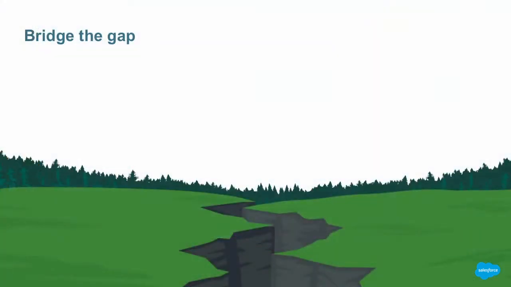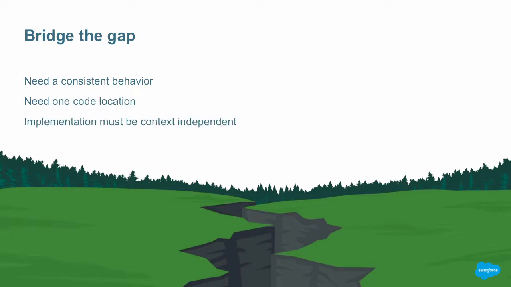So that would be bridging the gap between a consistent behavior, so I need one code location, and so the context of my implementation must be independent. Whenever you call a server, you get some data back, and when you're handling the data, obviously you have different data on different server calls. So when you call for contacts and handling contacts, you do something different as you would call for opportunities in your code. So I have to think about how I can solve this problem having this one code location.